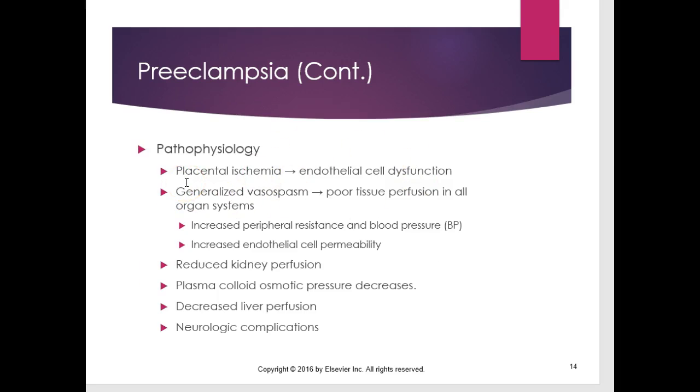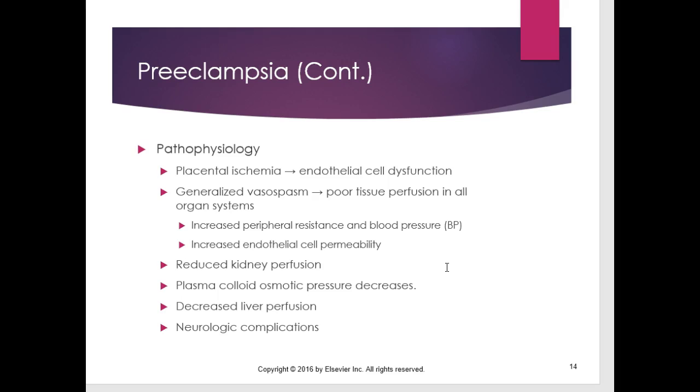The placenta becomes ischemic because we have damage to the placenta, we have hypoxia to the placenta, there's endothelial cell dysfunction, general vasospasms, poor tissue perfusion in all organ systems. We've talked about this. Increased BP, increased endothelial cell permeability, reduced kidney perfusion because we have vasoconstriction, plasma colloid osmotic pressure decreases, decreased liver perfusion, but we have high pressure to the liver, and that's going to cause damage to the liver, increasing the ALT and AST. Neurologic complications, of course, we're going to get some ICP. The ICP can be so bad that it can herniate the brainstem. We never want it to go there.